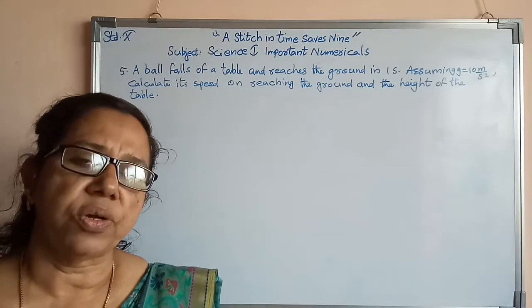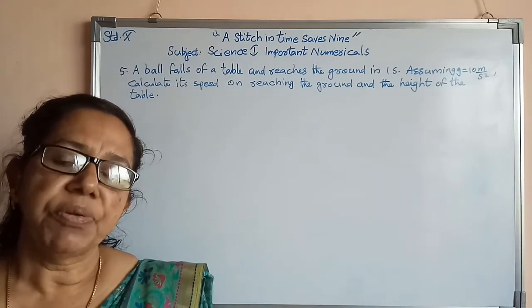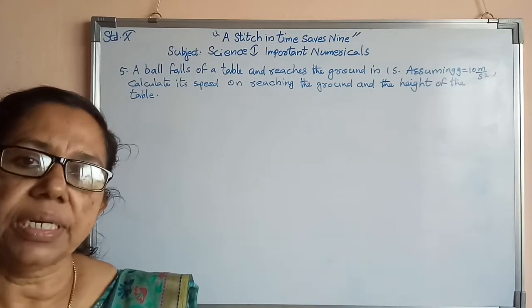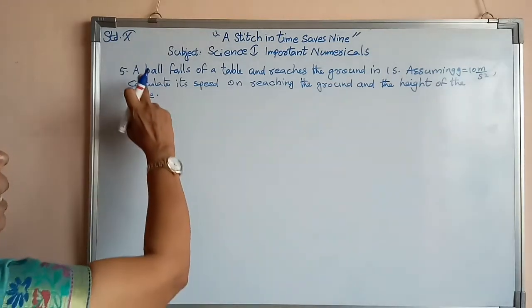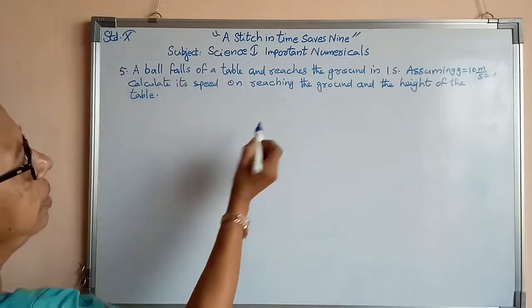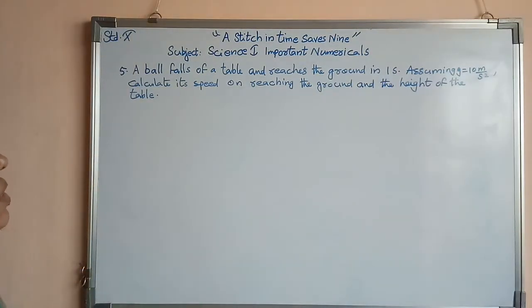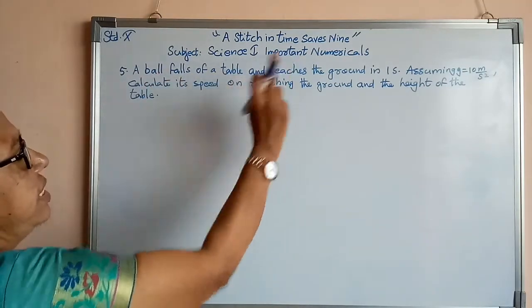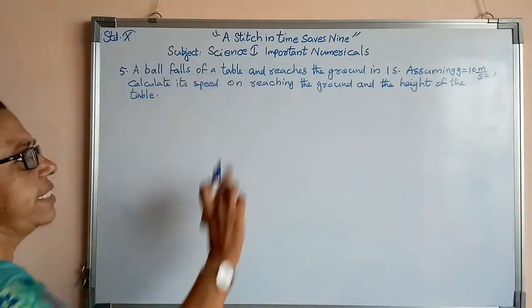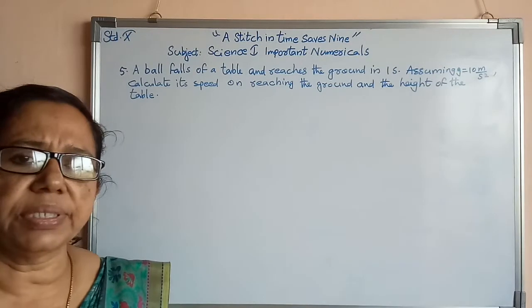Now we will solve the next sum. Before solving that, we will read the question well. A ball falls off a table and reaches the ground in 1 second. So from this statement itself, we will get two values.